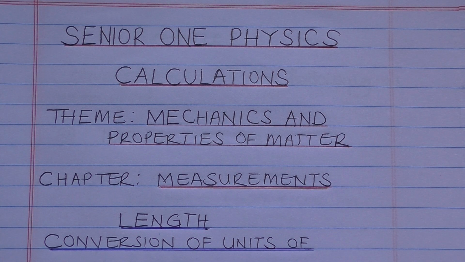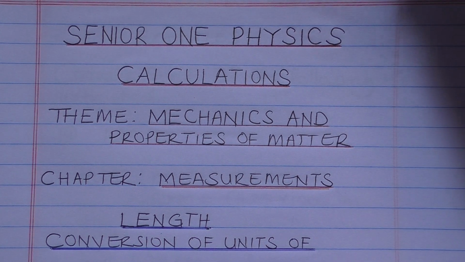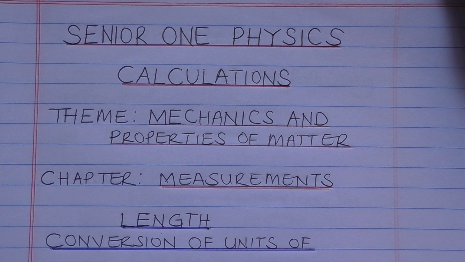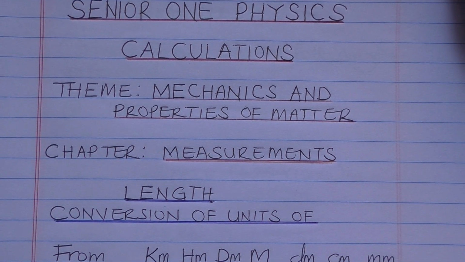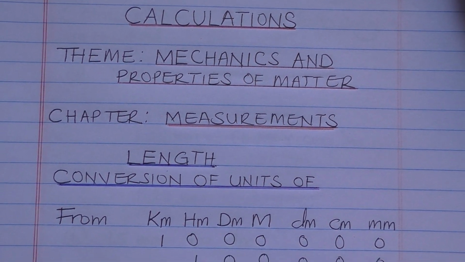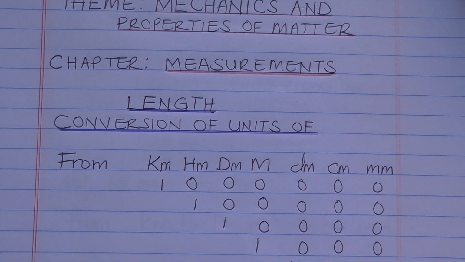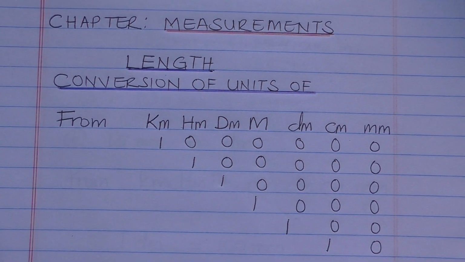In the first lesson, we were getting the introduction to measurements, where we discussed the physical quantities. And now that we know all about the physical quantities, let us dive deep into each of these quantities. Our first quantity is length. Since we are looking at calculations, we are going to look at the calculations that are in length. We shall start with the conversion of the units of length.